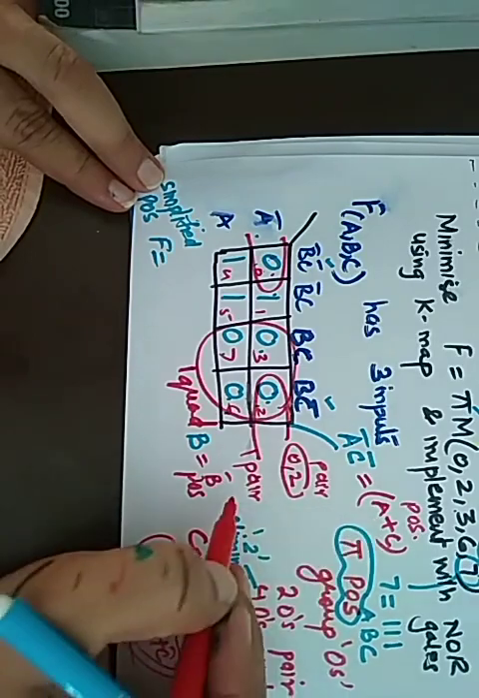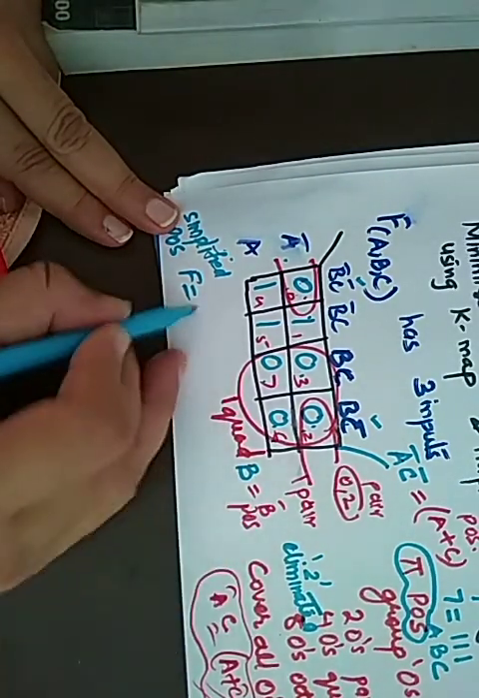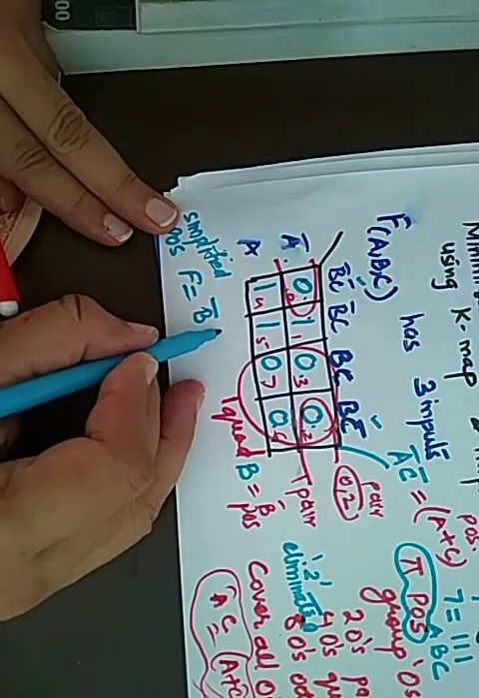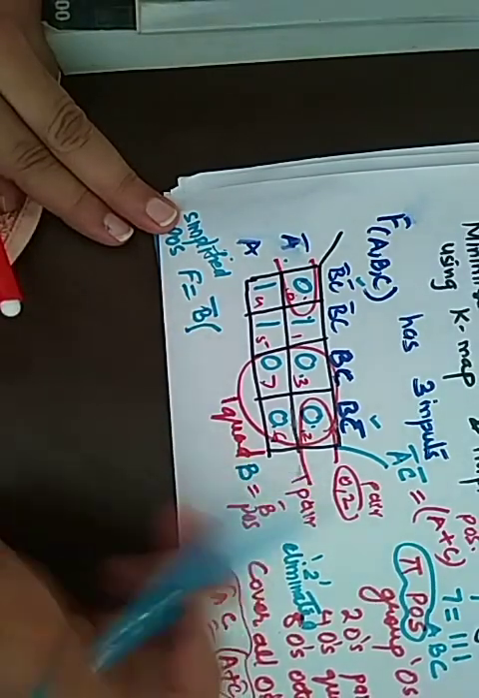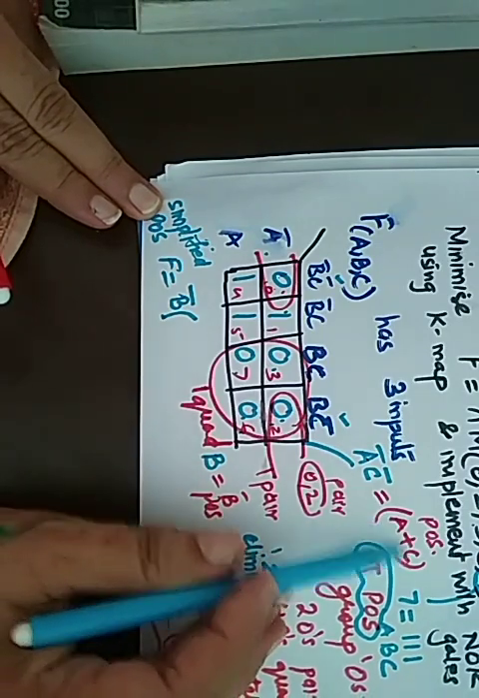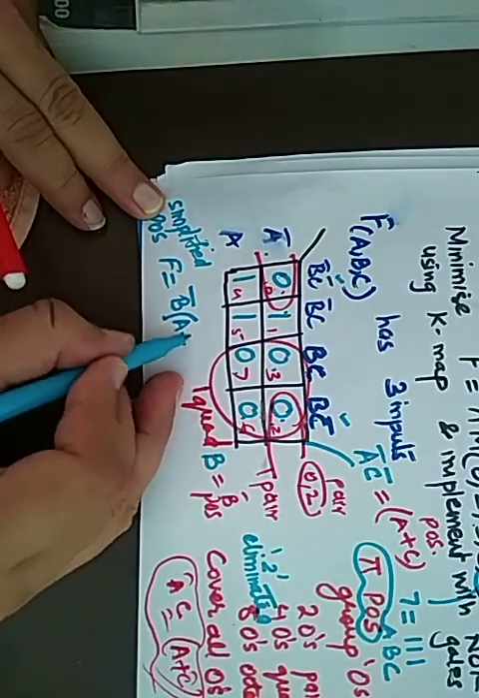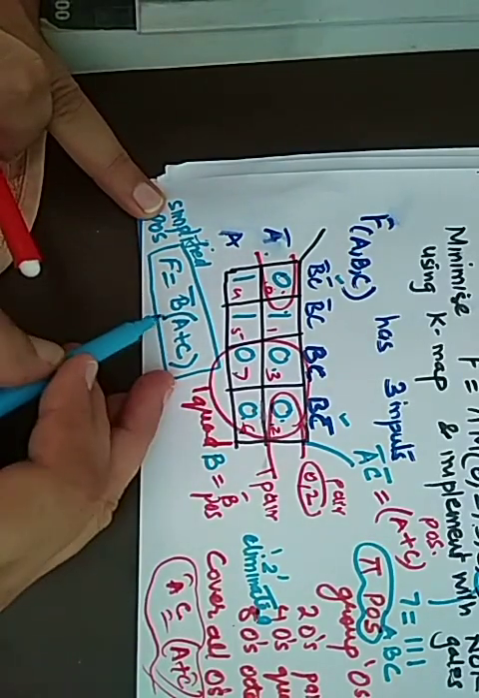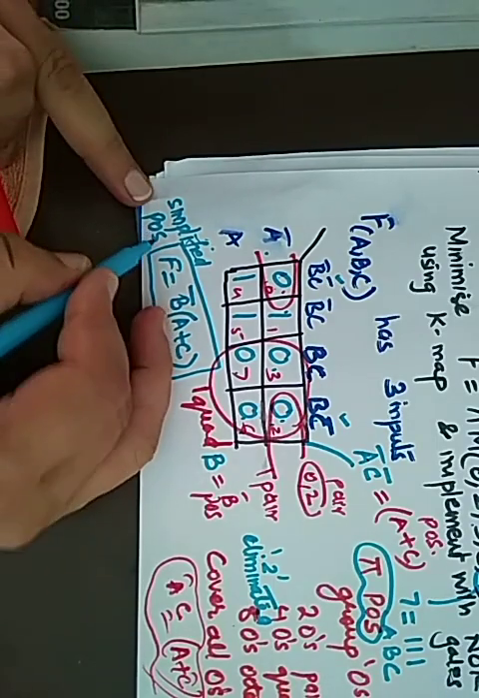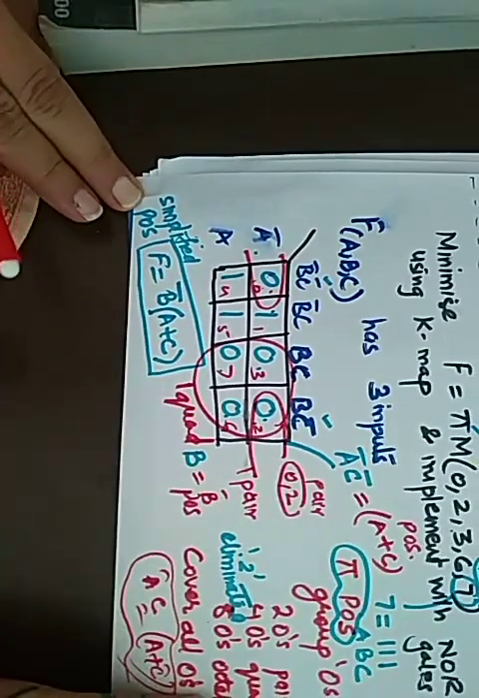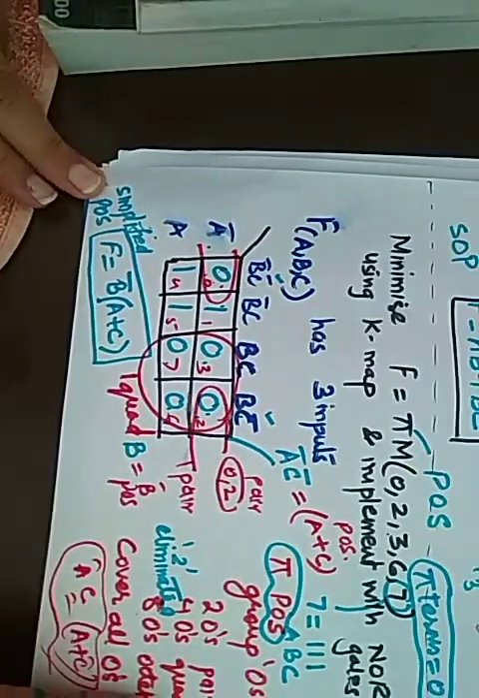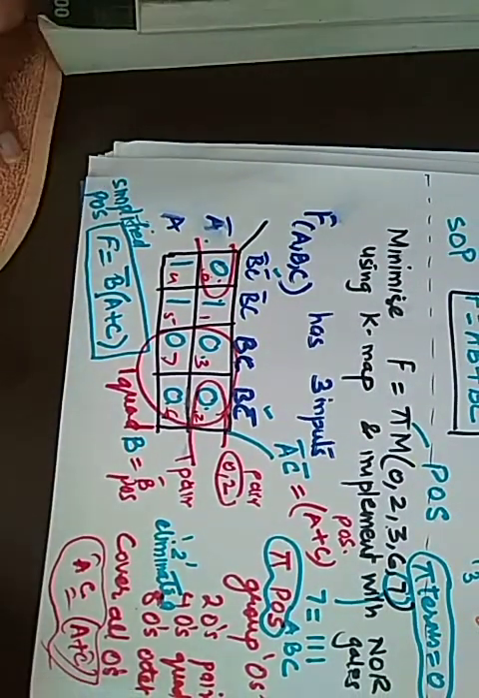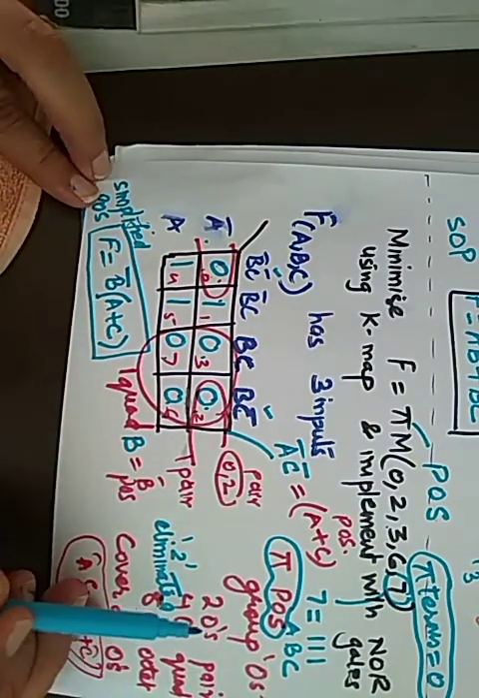So finally, we have the two POS terms. We've put them in our final function, and the function can be written as F equal to, this is B bar, and it is a product of sums. The second sum is this one, A plus C. So this is A plus C. This is your final answer. Now remember, and if you see carefully, this is a POS function, and this is how it was simplified by using the K-map.